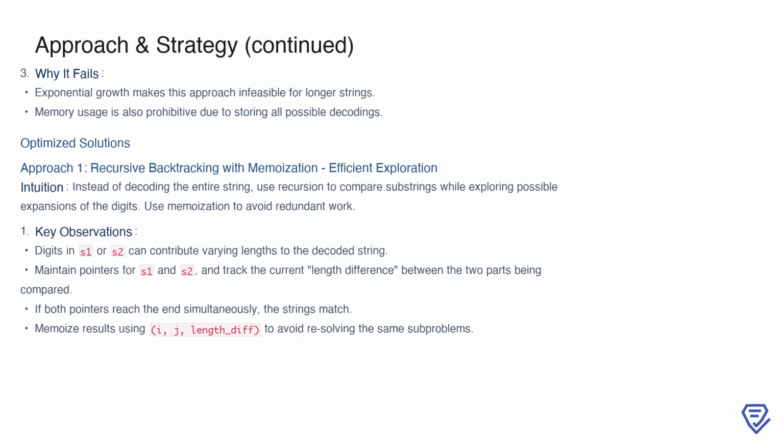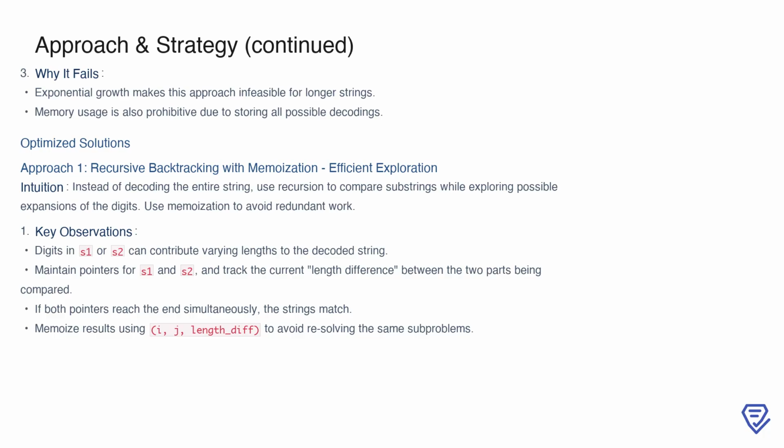The first optimized approach we consider is recursive backtracking with memoization. Instead of decoding both strings entirely, this method focuses on comparing substrings while recursively exploring the possible expansions of digits. By using memoization, we can avoid redundant work and significantly improve efficiency. Some key observations underpin this strategy. Digits in either string can contribute varying lengths to the decoded output, and we must maintain pointers for both S1 and S2 while tracking the current length difference between the parts being compared.